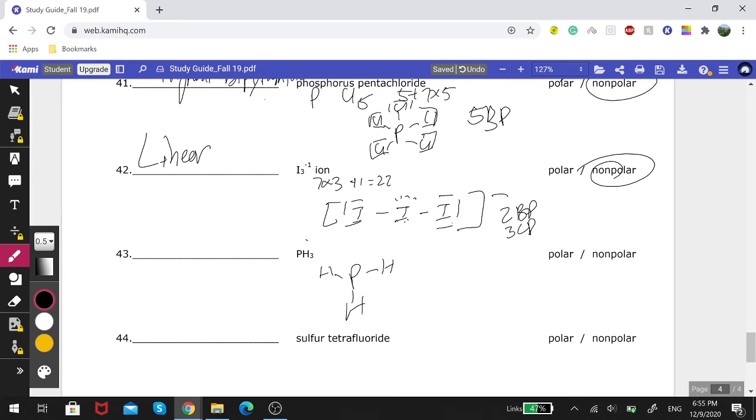And now PH3, P in the middle, 1, 2, 3, H. Let's see, H each has 1, 3 plus P, which has 5, makes 8, which means there will be a dipole over here. Due to that dipole it is polar, and 3 bonding pairs plus 1 lone pair is trigonal bi... Nope, I lied. Trigonal pyramidal.